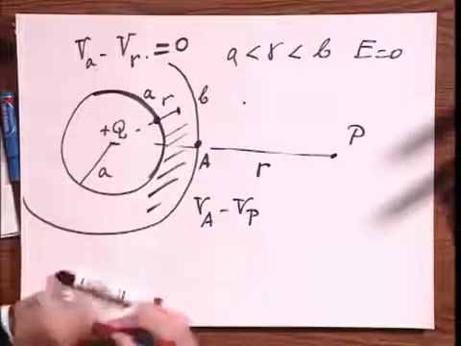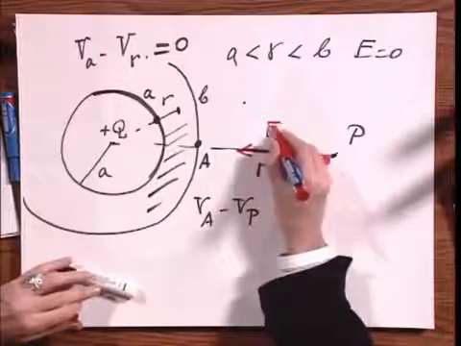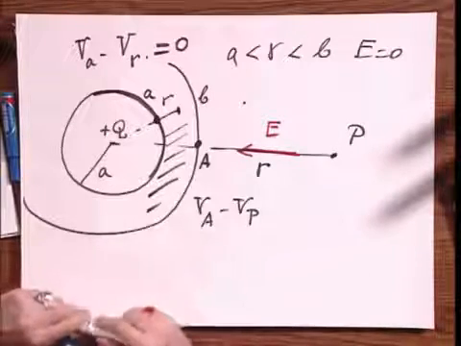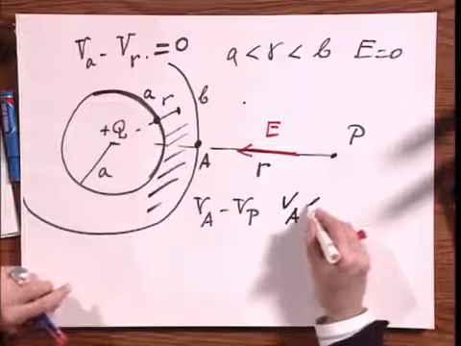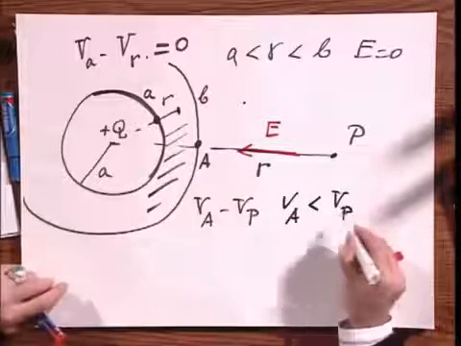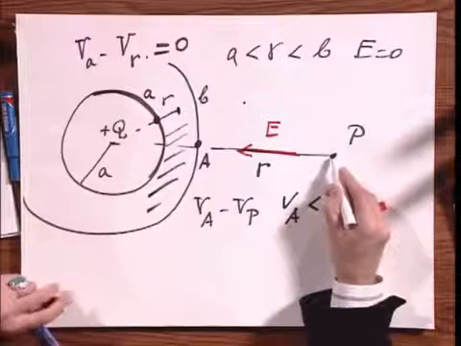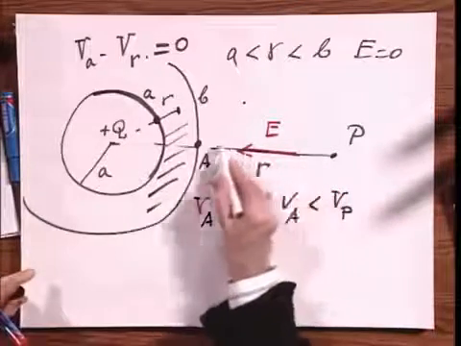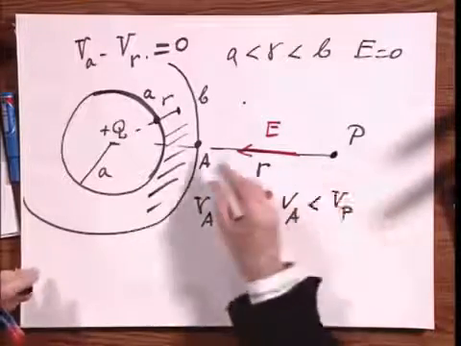Well, the electric field is pointing inwards. We just calculated that. It's a function of R. It falls off as 1 over R squared. And so it should be immediately obvious that VA must be less than VP. If I take a plus charge and I release it, the plus charge will move in this direction. And the plus charge always moves from a higher potential to a lower potential. That's something that you really should remember.